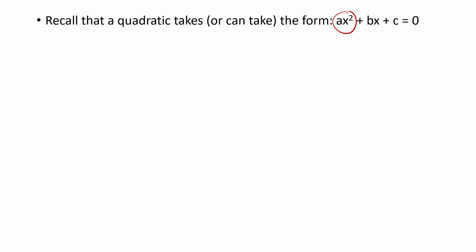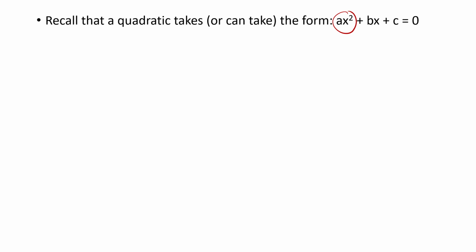Remember, terms are things that are added or subtracted, and so we essentially took our slope-intercept form of a line, the mx plus b, and we add in a quadratic term to that. So we have this ax squared plus bx plus c.